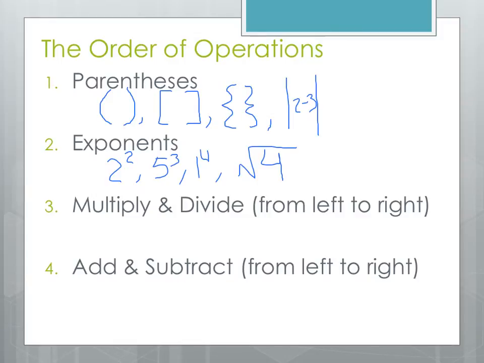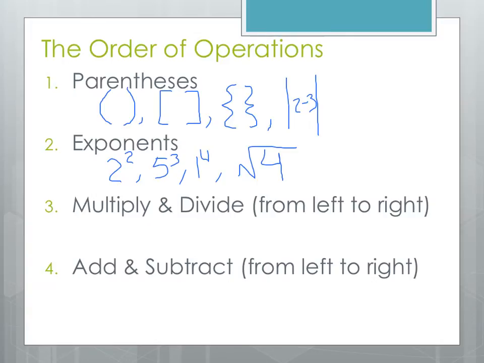Next, we multiply and divide from left to right. Notice that multiplication and division are not separate steps in the order of operations. They're of equal importance. They're on that same level of the hierarchy. So we multiply and divide starting on the left and then work our way over to the right. And that's really important. A lot of people say, oh, well, multiply is first in the list, so I have to do all multiplication before I do any division, and that's not true. We always multiply and divide from left to right.